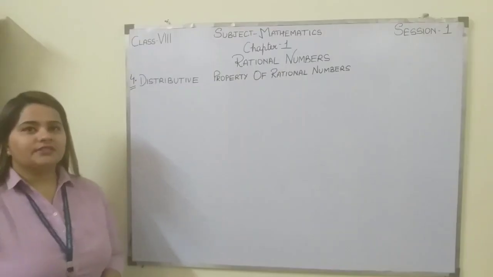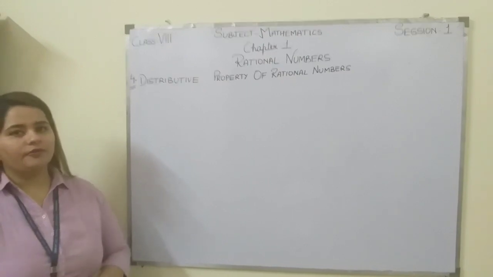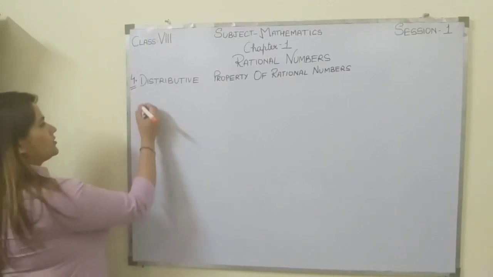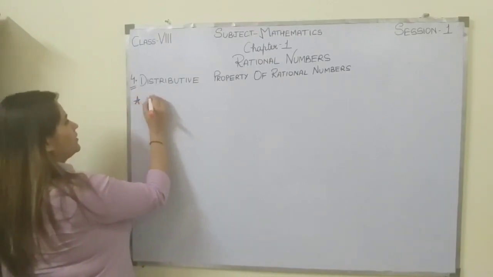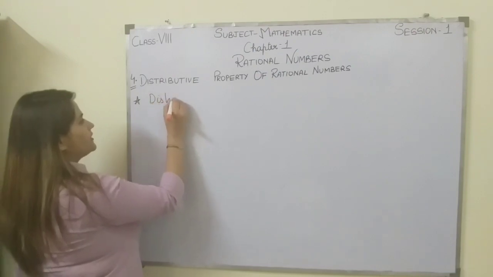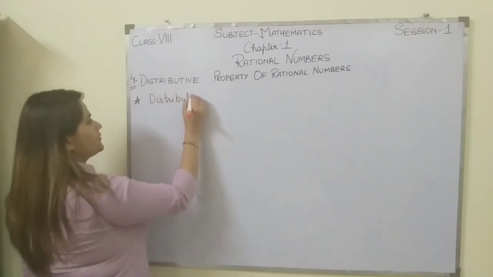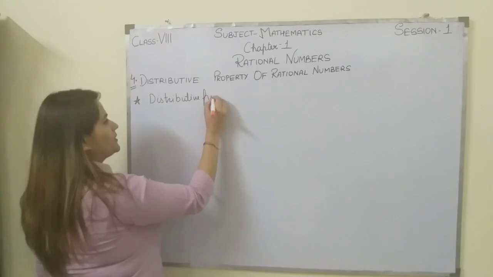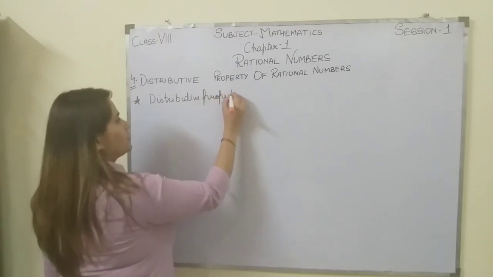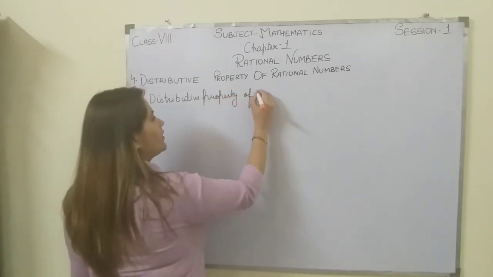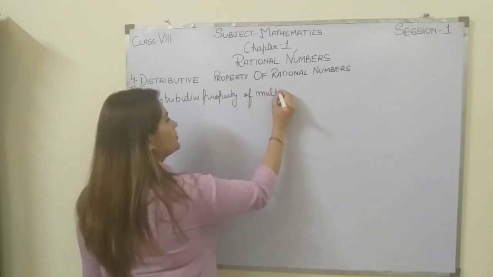The fourth property is the distributive property of rational number. So the first one is distributive property of multiplication.